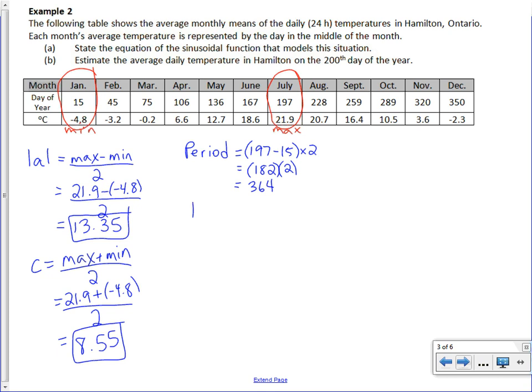Okay? So how do I find K now that I have my period? K is 2 pi over period. 2 pi over 364 is pi over 182. So there's my K.